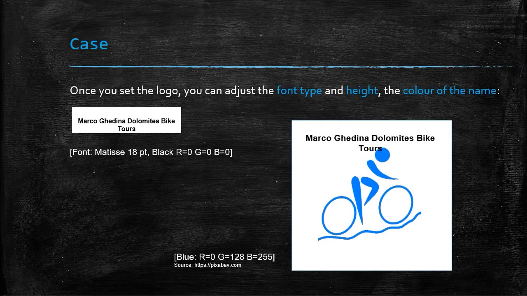Once you set the logo, you can adjust the font's type and height, and the color of the name to the image style: Marco Godina Dolomites Bike Tours. Font: Matisse 18 pt. Black, R equals 0, G equals 0, B equals 0. Here is the combination of name and logo.